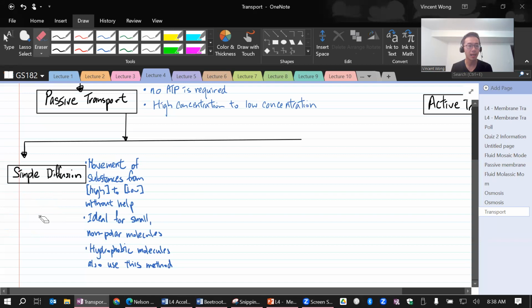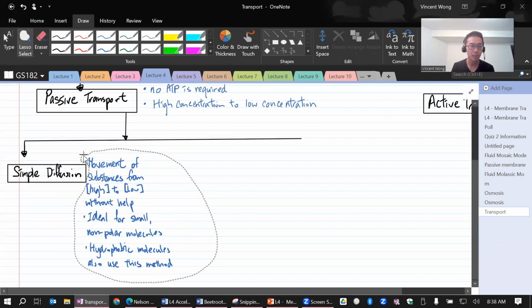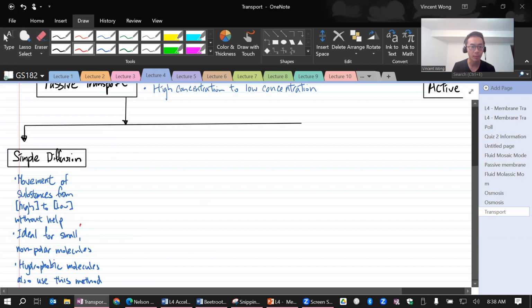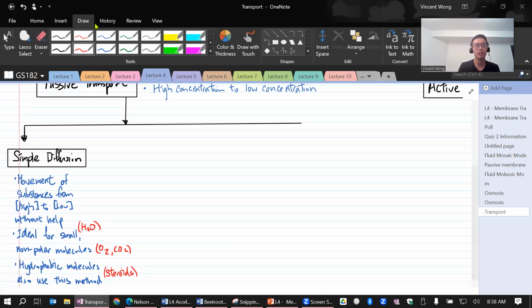You know what? You don't have to erase yours. I am just going to be moving it over here, and then small: we can put O2, H2O. Non-polar molecules like O2, CO2, and then hydrophobic molecules like steroids. These are just some examples. So that's simple diffusion. It's passive transport. No energy is required.